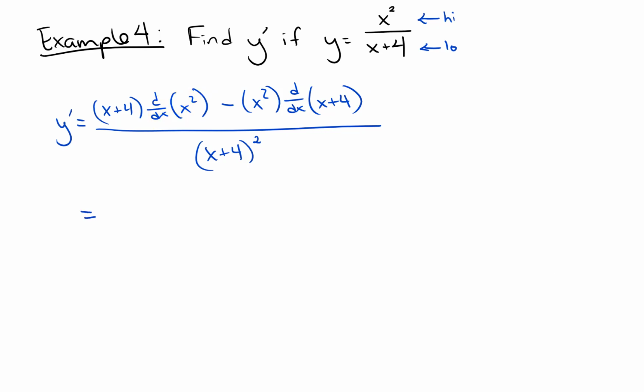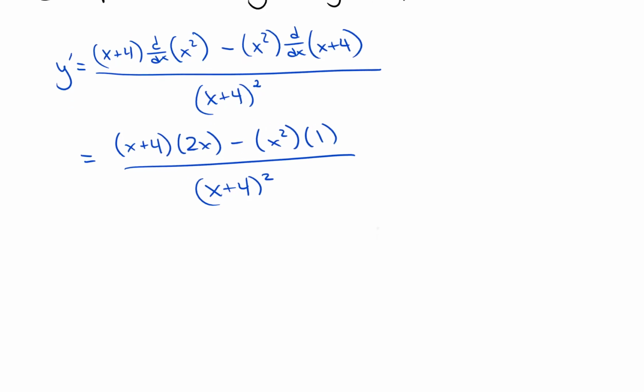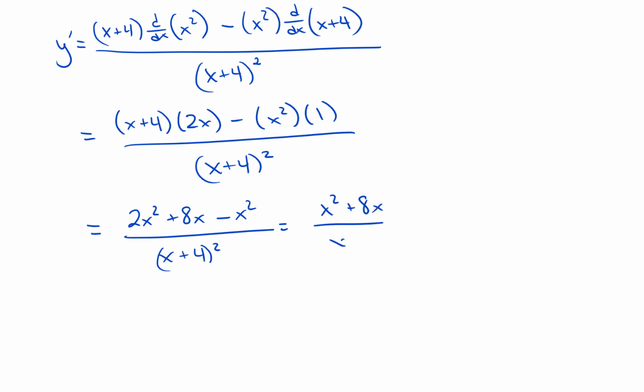So let's go ahead and take those derivatives now and simplify. So we have x plus 4 times 2x minus x squared times 1 all over x plus 4 squared. Don't be tempted to cancel out the x plus 4s. We need to simplify the numerator first. So we'll distribute the 2x. Looks like we have some like terms we can combine. So x squared plus 8x over x plus 4 quantity squared.